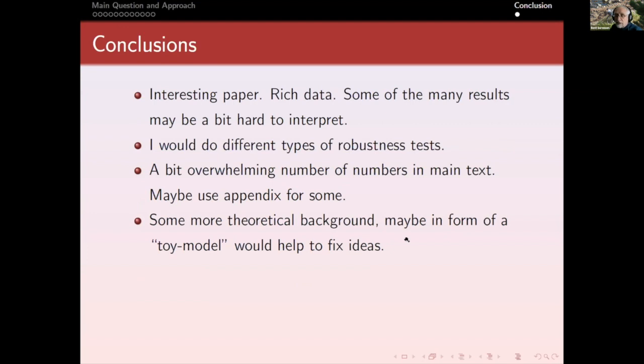And it would have helped me if there was a little bit more theoretical background. I'm a big fan of little toy models. So this is simple, let's linearize the world or whatever. But here's the interpretation, and sometimes it actually does help you. So that's it. Thank you very much.